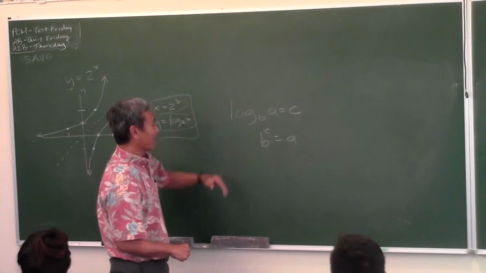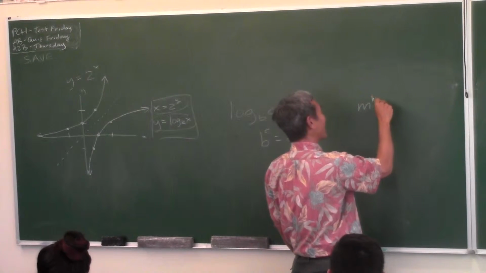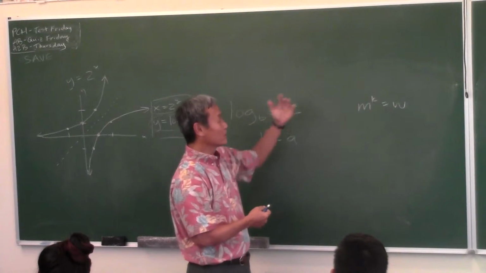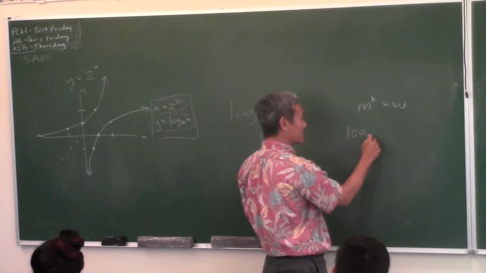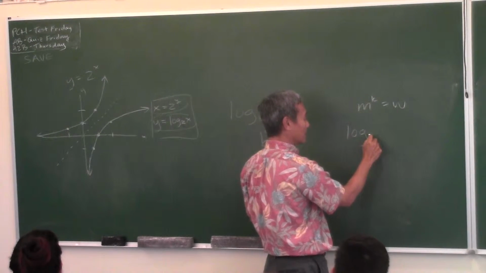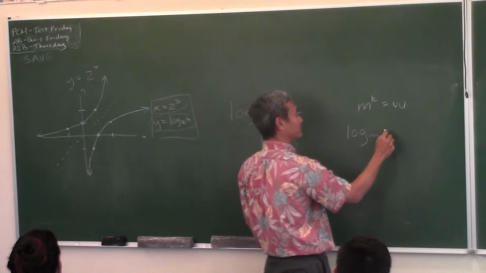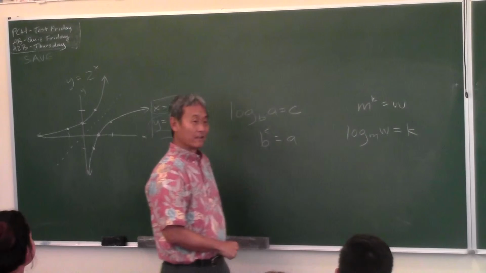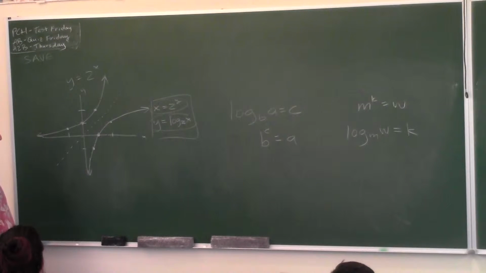Let's do another one, using different letters. What if you had m to the k is equal to w? That's called exponential form. How do you switch that to logarithmic form? That's the same thing as log base m of w equals k. If you can switch back and forth between the two, it's easy. But that's what you have to practice. That's why you have the homework.